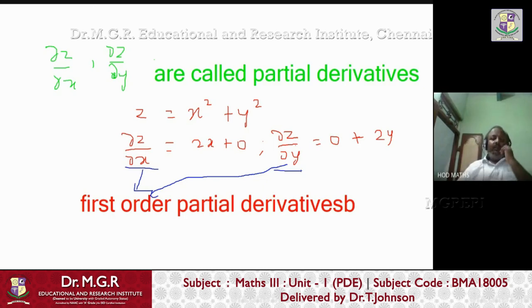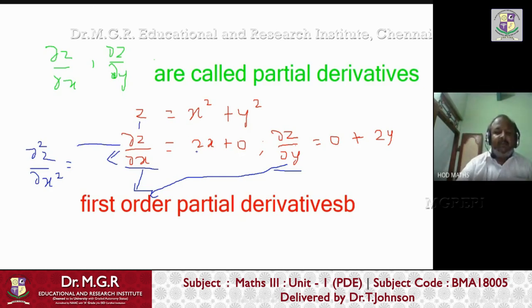In the same way, you can find second order and third order. How? Again, you differentiate. Dou z by dou x is 2x. If you differentiate dou z by dou x again, you get dou square z by dou x square. What is the meaning of dou square z by dou x square? Differentiate one more time. It is not squaring. Try to understand, it is only differentiating. This is the first time differentiation, and dou square z means second time differentiation. If you differentiate a second time, 2x becomes 2.